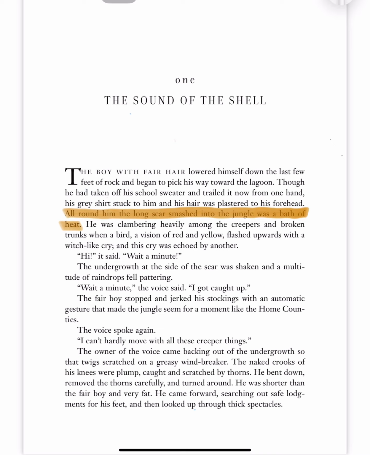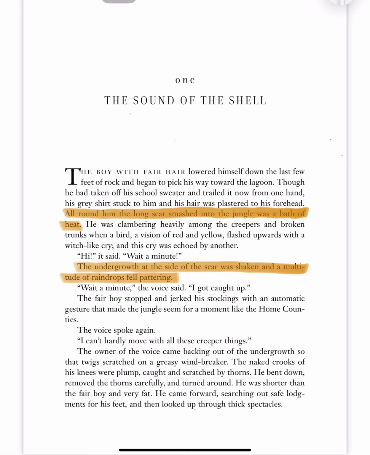On the same page, the narrator refers to the thick jungle with reference to the undergrowth. "The undergrowth at the side of this scar was shaken and a multitude of raindrops fell pattering." Again, this is a rainy island, a reference to weather. Raindrops fell pattering means continuous falling of the rain.